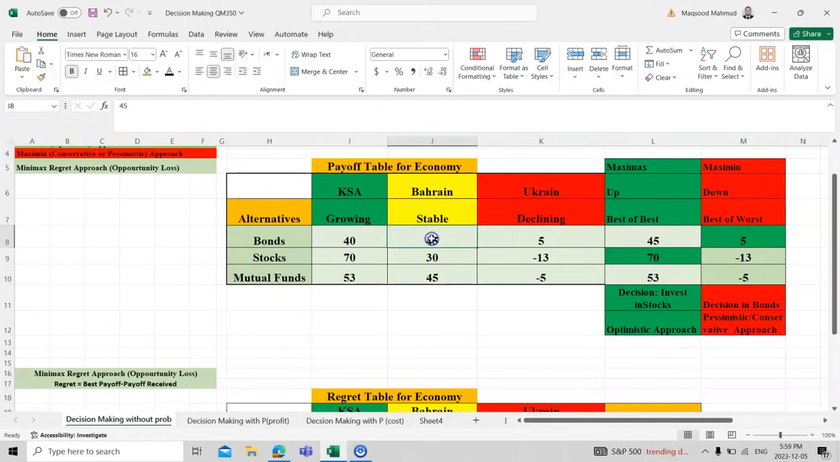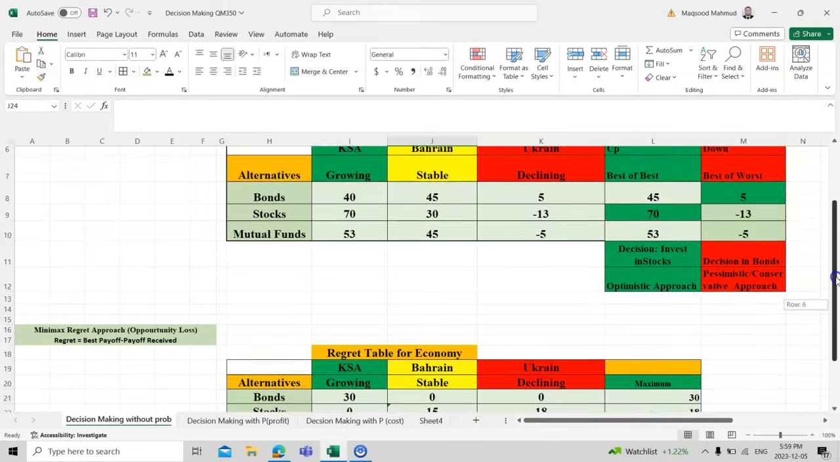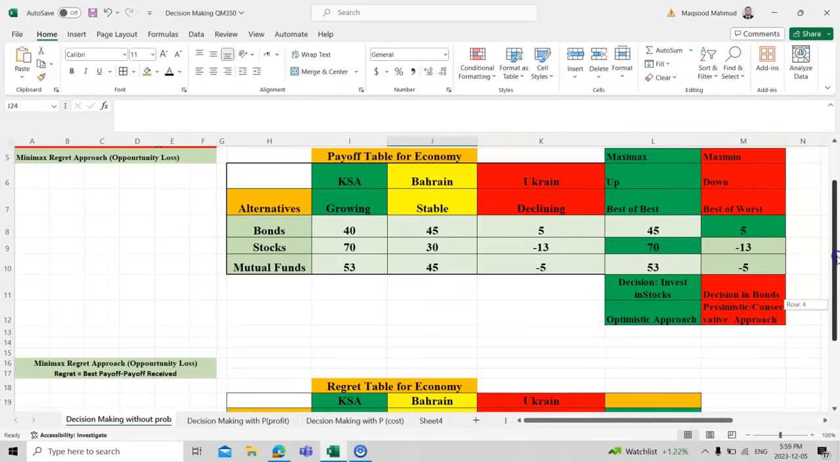We have 45 and 45 repeating, so we can choose any one of them, and after choosing one, we subtract every value from it. So 45 minus 45, 45 minus 30, and then 45 minus 45. So we got this one. Now we will check for Ukraine which one is the highest. 5 is the highest here out of these three.